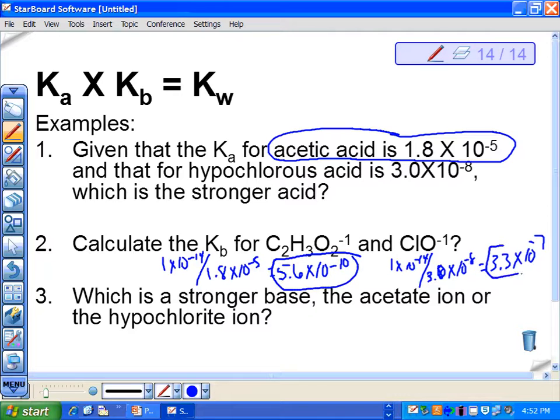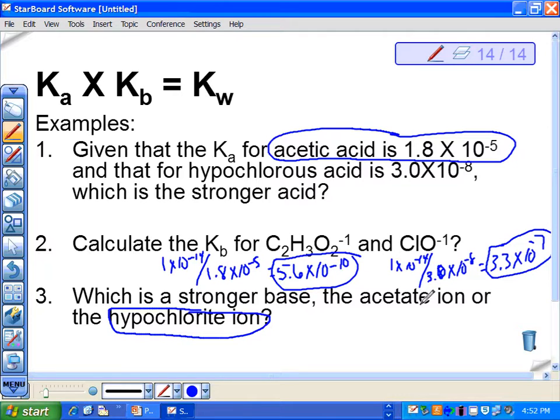Very easy to do to go from that. It says, which is a stronger base, the acetate ion or the hypochlorite ion? And it's not going to be a strong base, but it's a stronger, more basic counterpart here. And again, it's going to be the one with the larger number, so that is going to be the hypochlorite ion.